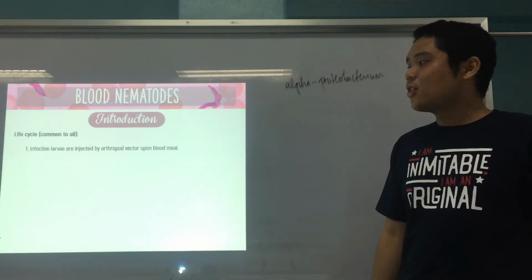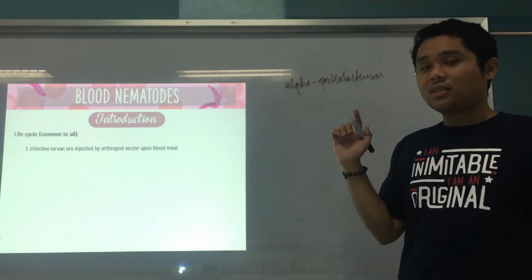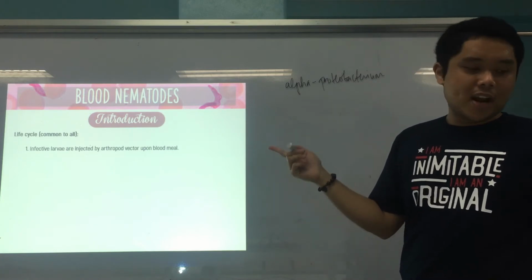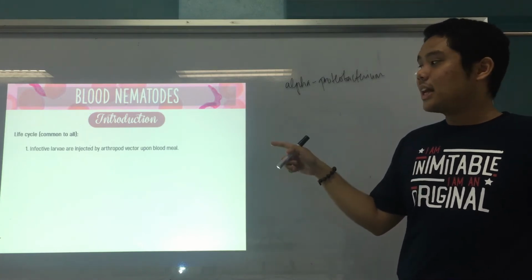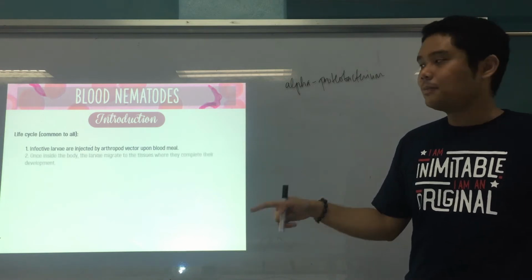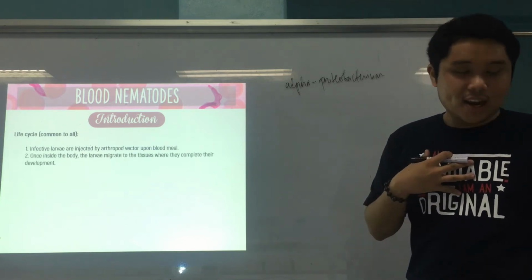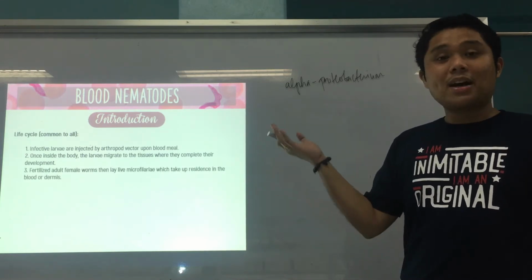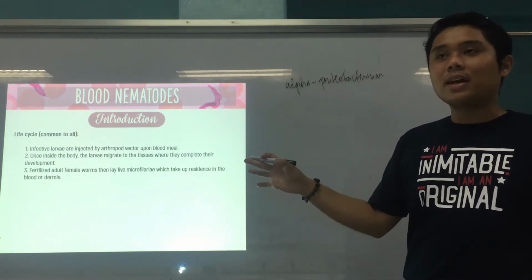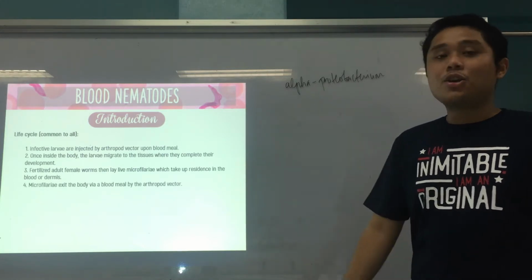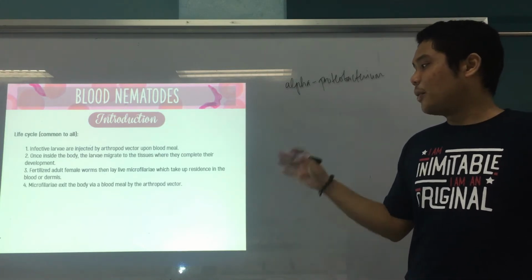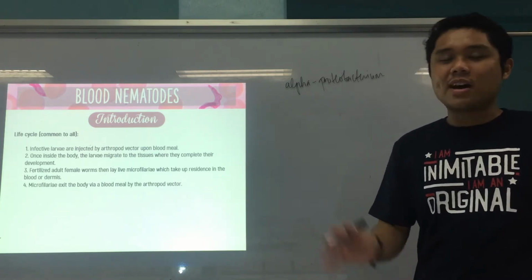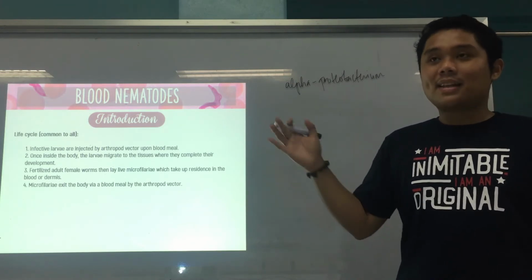Now for the life cycle, which is common to all. First is the arthropod, the intermediate host, and the infective stage to us humans is the filariform larva. Infective larvae are injected by the arthropod vector upon blood meal. Once inside the body, the larvae migrate to the tissues where they complete their life cycle. First, they become adults, and then male and female become fertilized and lay Microfilariae, which take up residence in the blood or dermis. Lastly, Microfilariae exit the body again via a blood meal of another arthropod, and the cycle goes on.